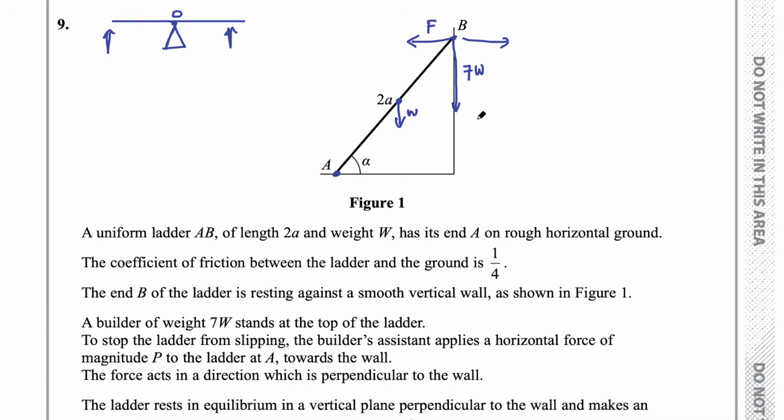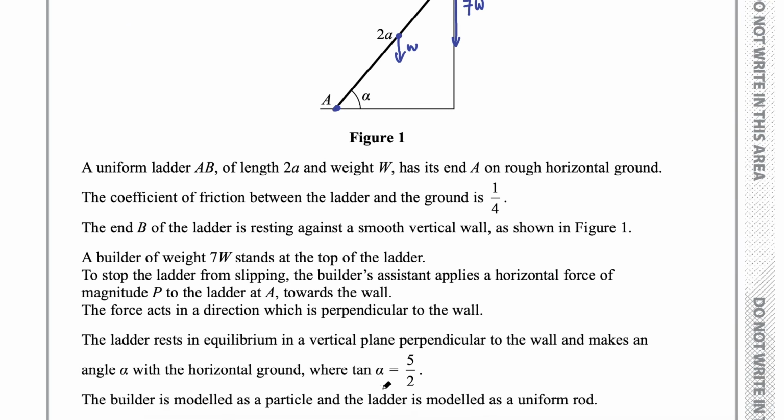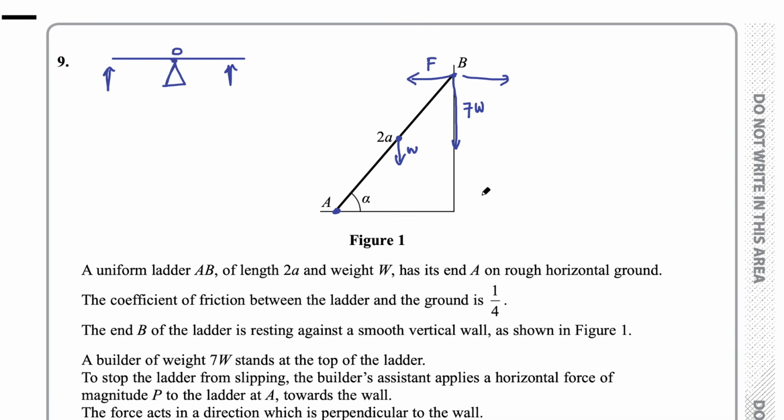Now, a couple other things we can write in here. So we know the length of the ladder is 2a, so we want to be able to find these vertical and horizontal lengths. And we can do that in relation to alpha, because we're told that tan of alpha is 5/2, and that will come in handy later on when we're trying to solve the equation. But for now, we can say this vertical length is the hypotenuse, which is 2a, multiplied by sine alpha.